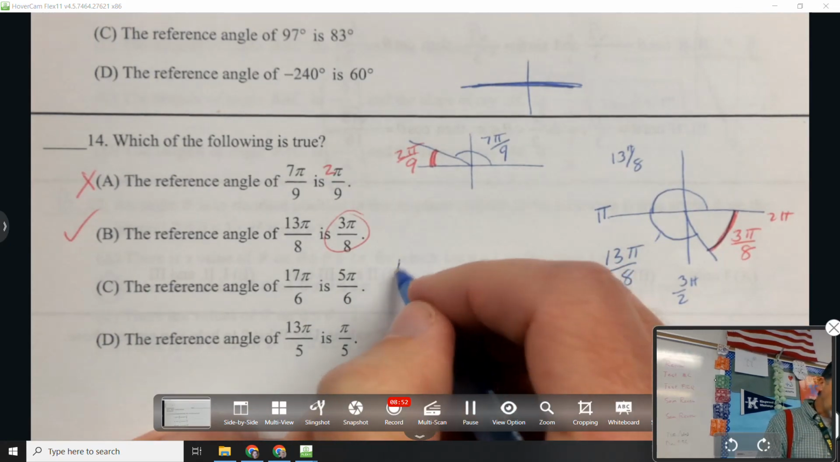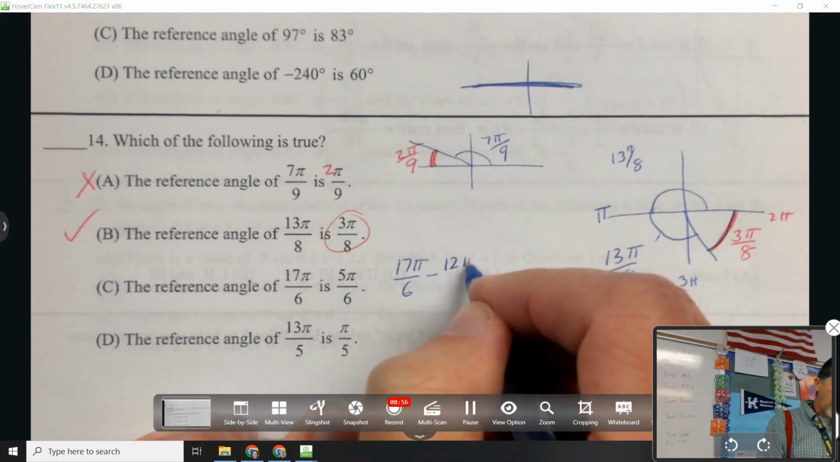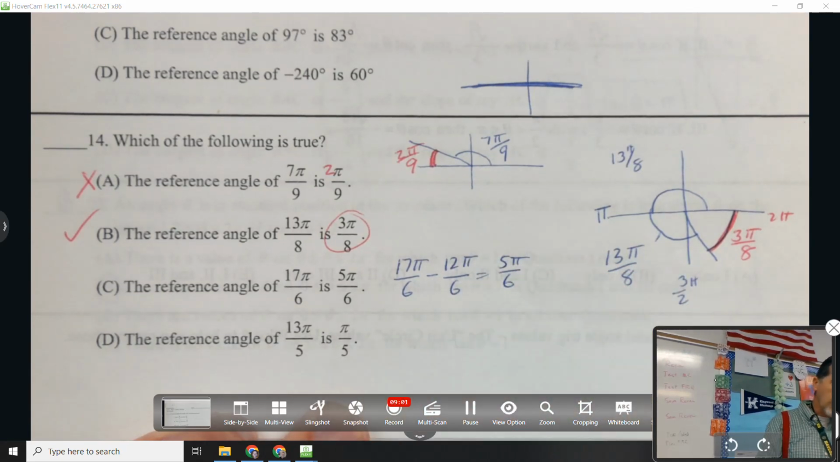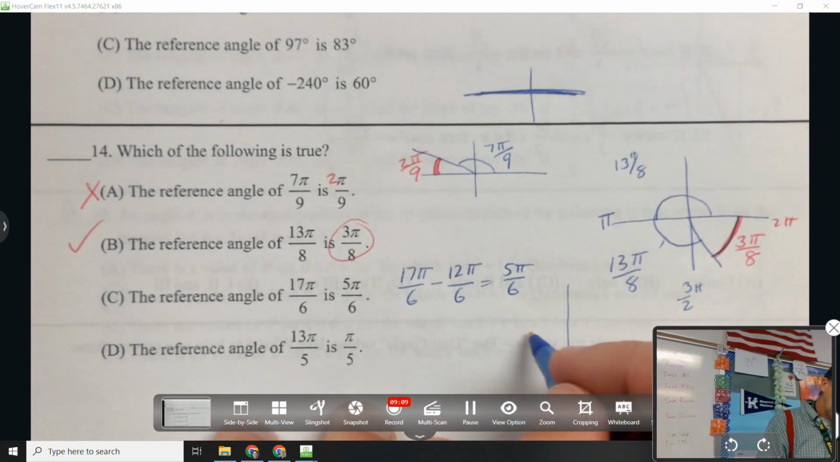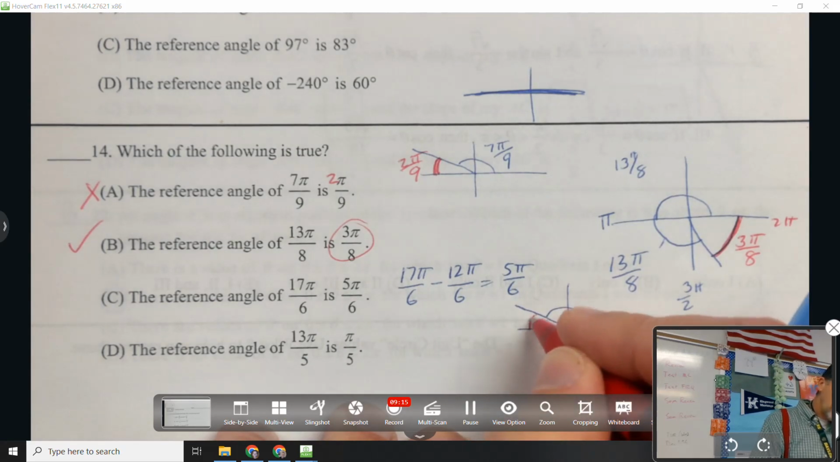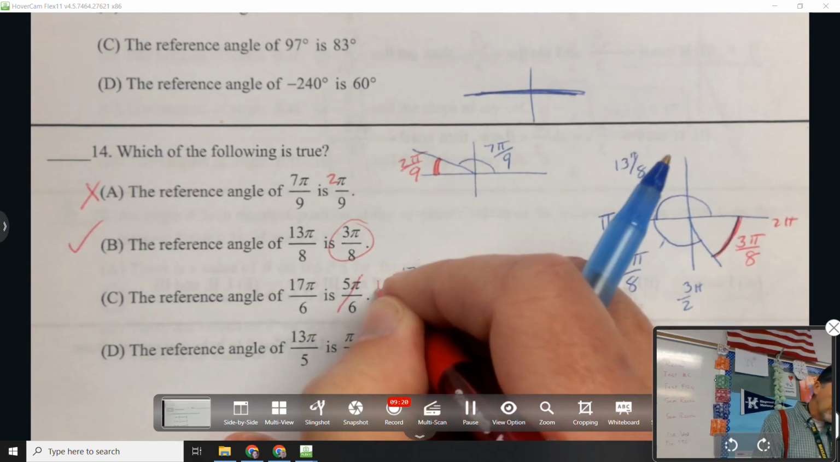Reference angle for 17 pi over 6. Well, that's annoying. I don't want to mess with that. So I'm going to subtract 2 pi and get 5 pi over 6. And if you're not paying attention, you're like, aha, 5 pi over 6, that's my answer. Not really. 5 pi over 6 is over here. So we're 1/6 away. So that reference angle should be pi over 6.